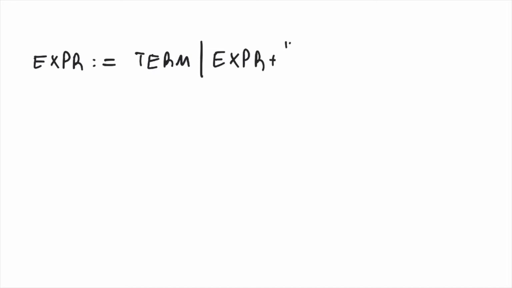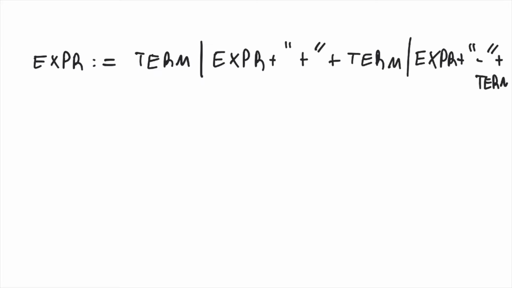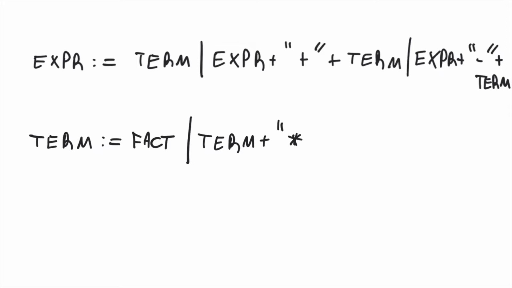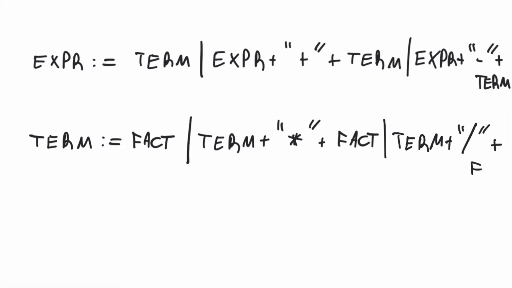In this grammar, an expression will be defined as either a term, or an expression plus the plus sign plus the term, or the expression plus the minus sign plus a term. What is a term? A term is defined as either a factor, or a term plus the multiplication sign plus a factor, or a term plus the division sign plus another factor.